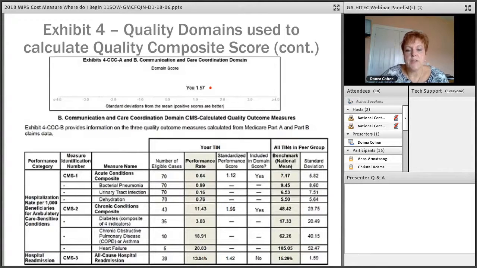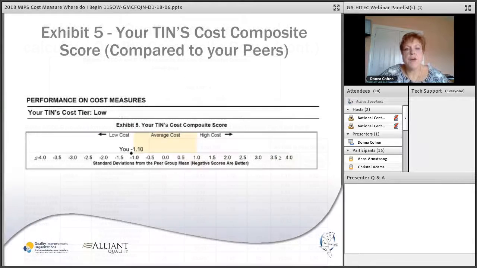So you can see in all of these areas where your TIN ranks to your peer group. Let's move on now from quality to cost. And like I was just indicating, the lower the number for cost, the better. So this particular TIN fell in negative 1.1 for their cost measure, which means, again, that positive payment adjustment.